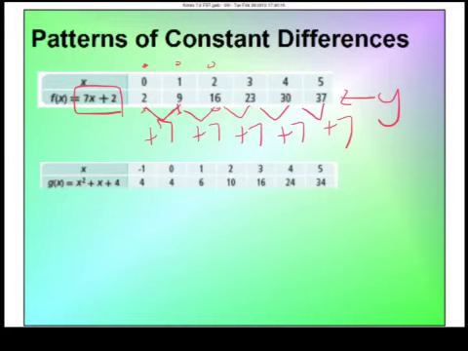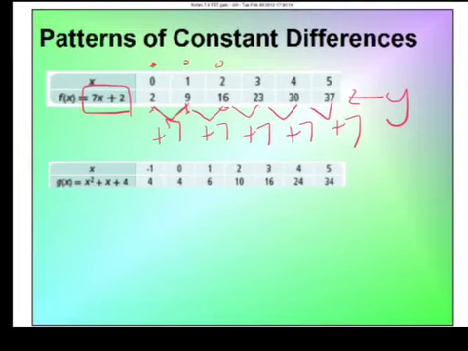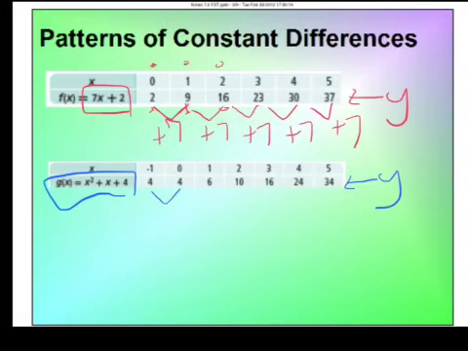Now, let's take a look at the next example and find its constant differences. If you take a look at this, this is a quadratic function. We can see that. Now, if we take the output, or the y values, which is right here, the difference between 4 and 4, there's no change. Between 4 and 6, it goes up 2. Between 6 and 10, it goes up 4. 10 and 16, up 6. And then you're going to see this pattern here.